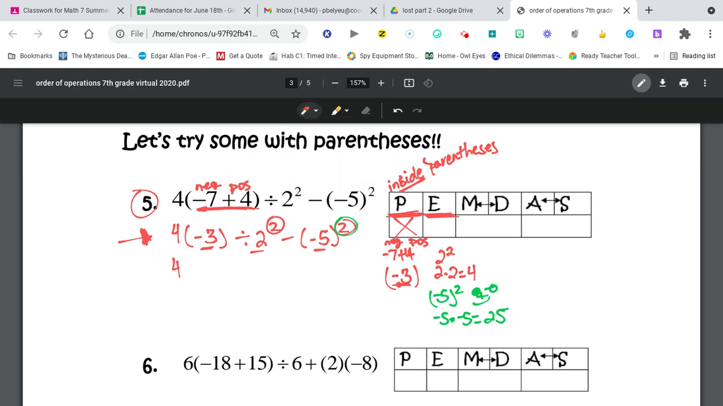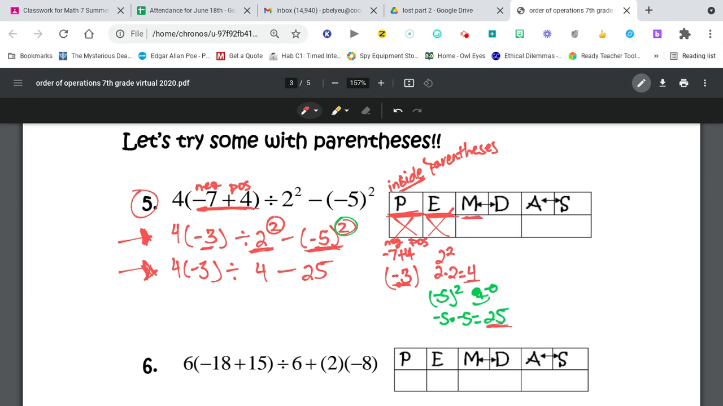So I'm just going to write everything else back down the way it is. 4 stays. The negative 3 stays. The division stays. But 2 to the second power gets replaced with 4 because that's what it equals. Minus this. Well, this gets replaced with 25 because that's what it equals. Okay? So I got rid of the exponents. No more exponents on that row of math.